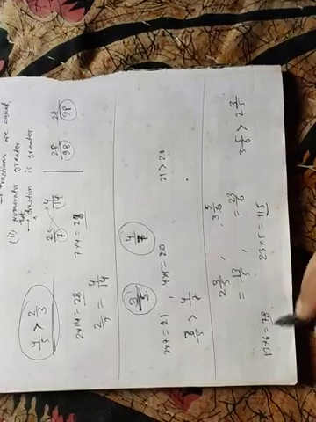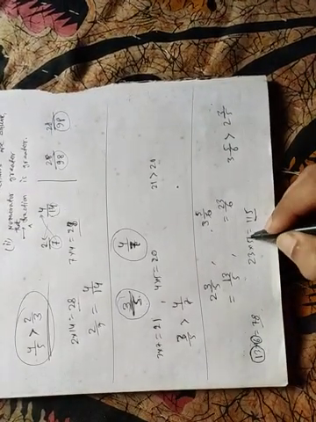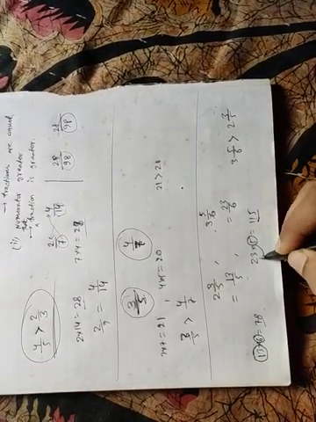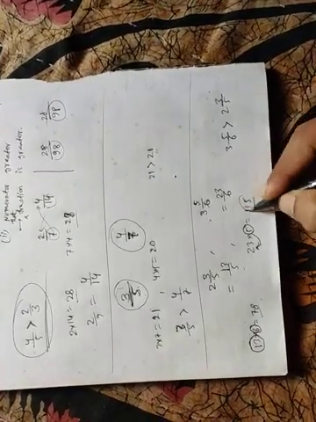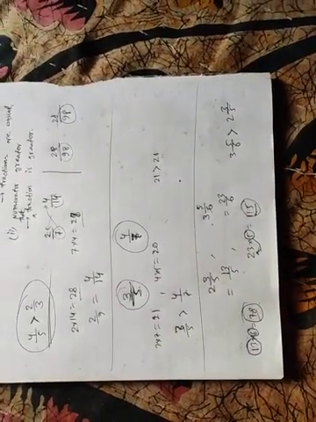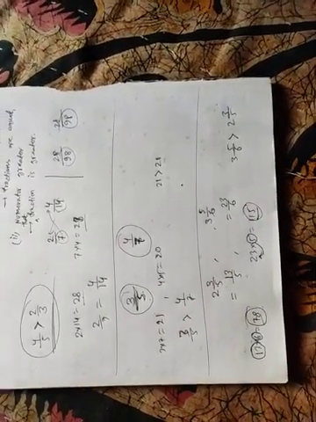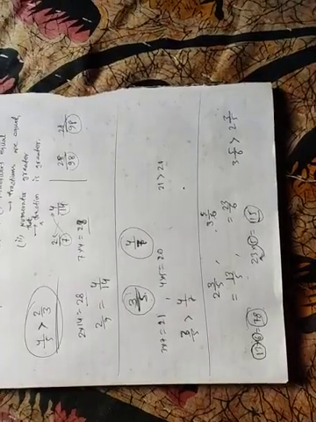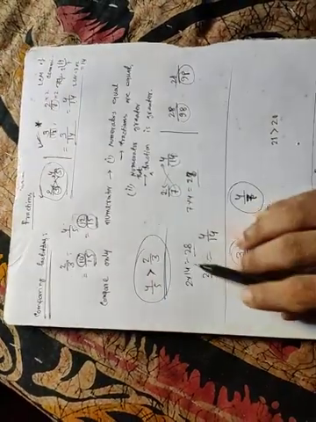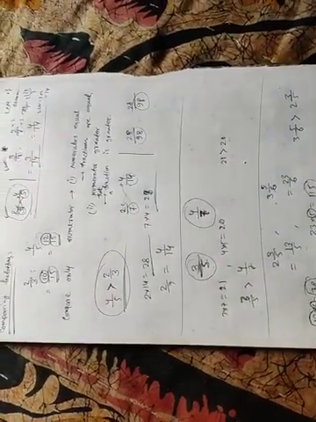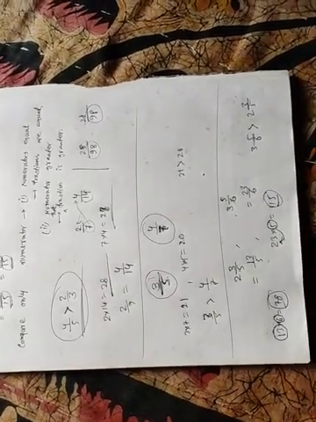Multiply the denominator of one fraction with the numerator of the other fraction, and check the result or the product. Whichever result is greater, that fraction must be greater, and whichever is lesser, that fraction must be lesser. And if both products are equal, then the fractions are equal. Clear? Can you do it easily?